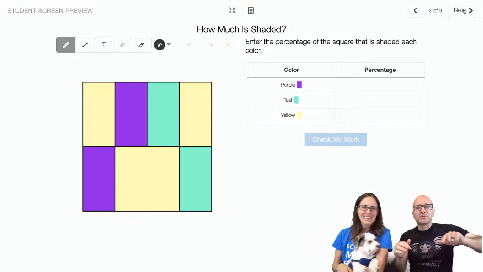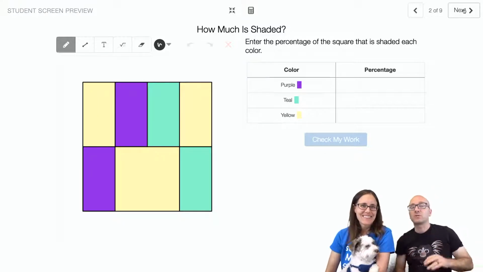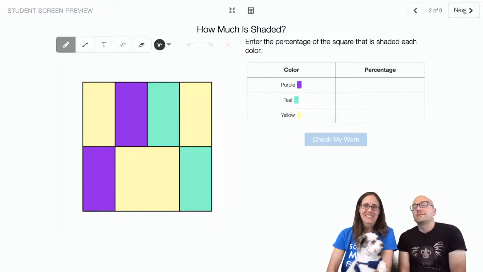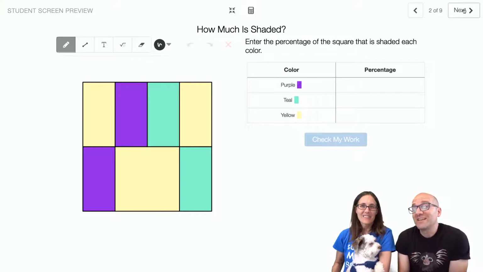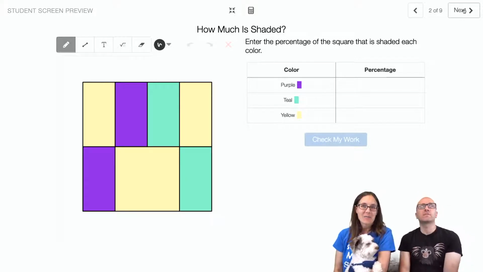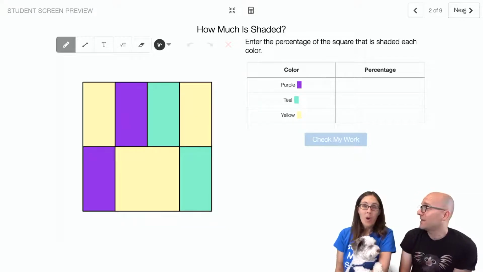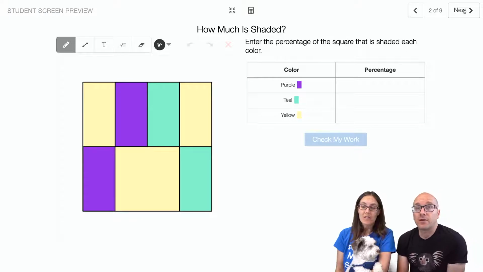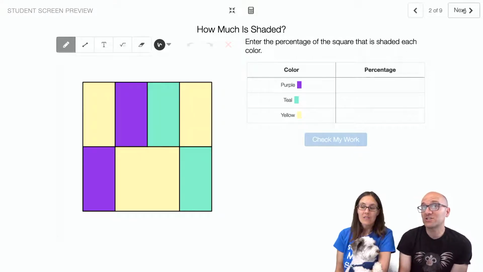All right, only took me like 5 tries, but okay, screens 2 through 4 here. So the question is, how much is shaded? But we don't have one color. I count 3 colors there. So out of purple, what fraction is shaded? Out of teal, what fraction is shaded? And yellow.